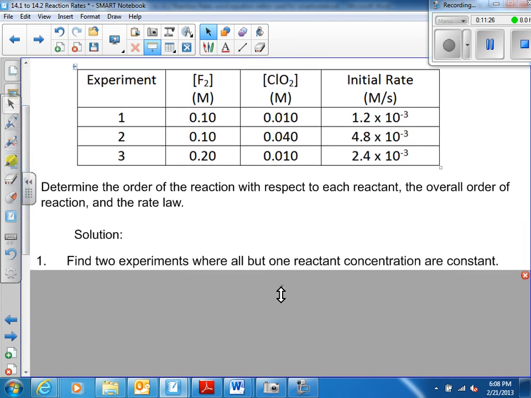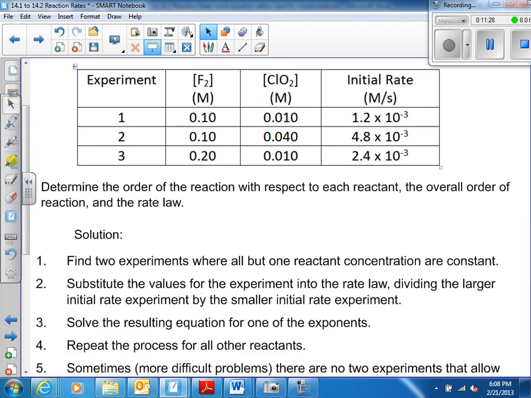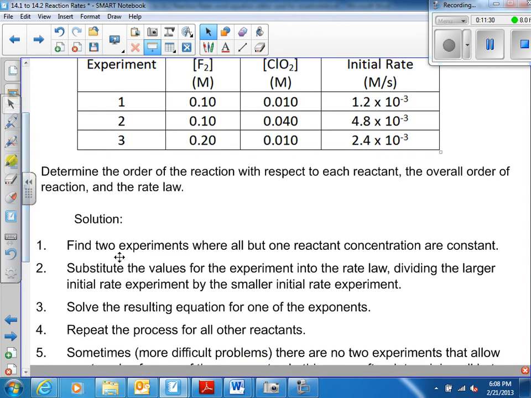We want to find the rate law, and here's how you go about doing the problem. You find 2 experiments where all but one reactant concentration are constant, and you substitute the values for the experiment into the rate law, dividing the larger by the smaller. Don't worry, I'll explain this as we go along. But let's just look at these 2 things. We're going to use this and go through the solution. 2 experiments, all but one reactant concentration are constant.